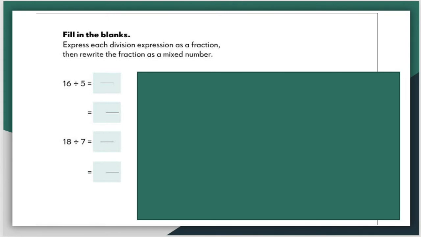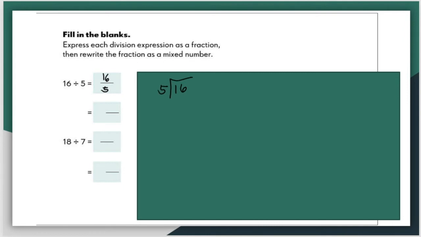Let's express each division expression as a fraction. Then, let's rewrite the fraction as a mixed number. So if we have 16 divided by 5, in fraction form, it's the same as 16 over 5. Now let's use a long division process to convert this into a mixed number.